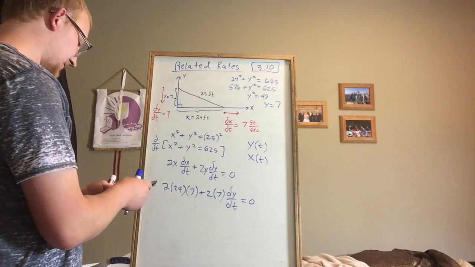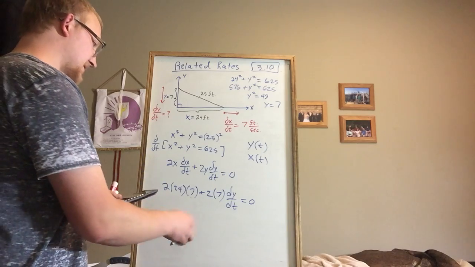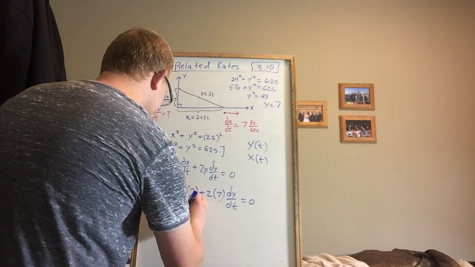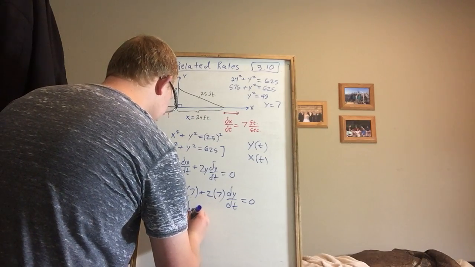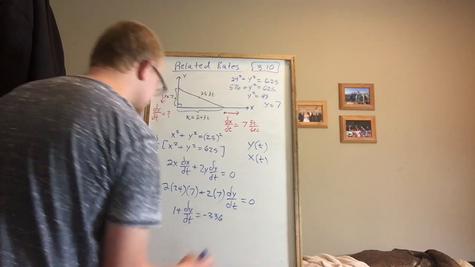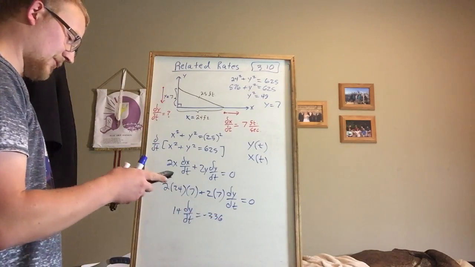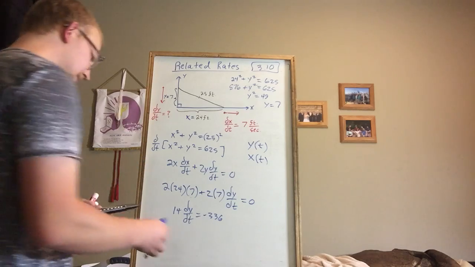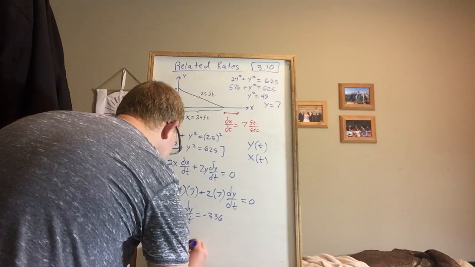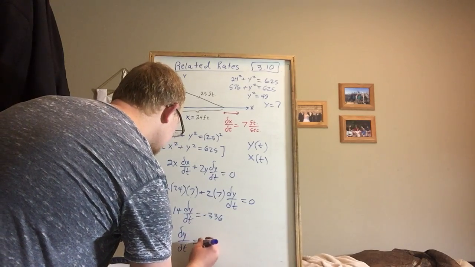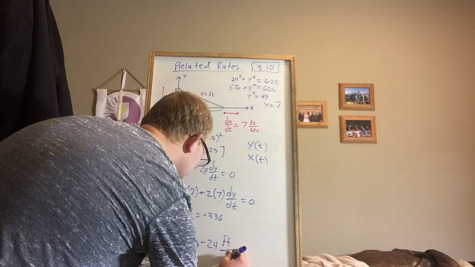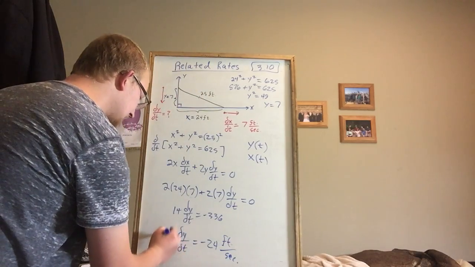So 2 times 24 times 7 is 336. I'm going to subtract that to the other side. 2 times 7 is 14. So 14 dy/dt equals negative 336. Now I'll divide both sides by 14. And I end up finding that my rate of change in the y direction of the ladder, dy/dt, is equal to negative 24 feet per second. So that is part A.